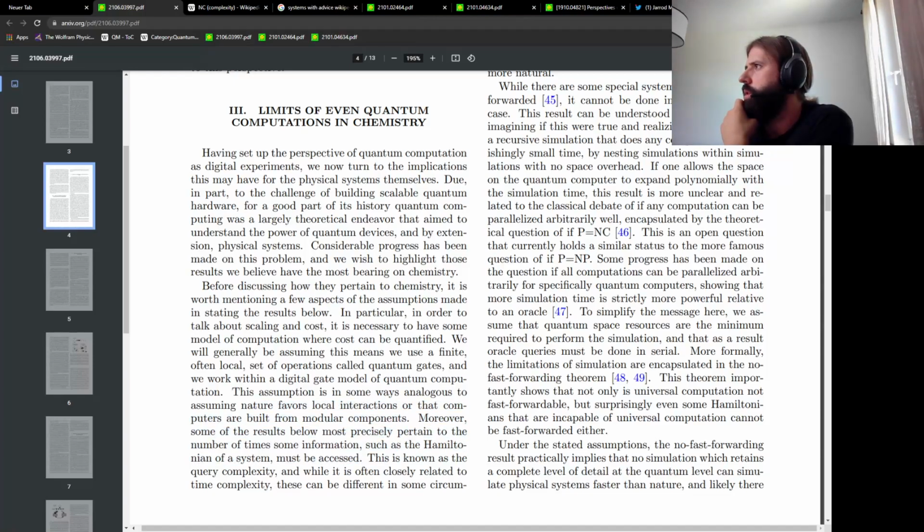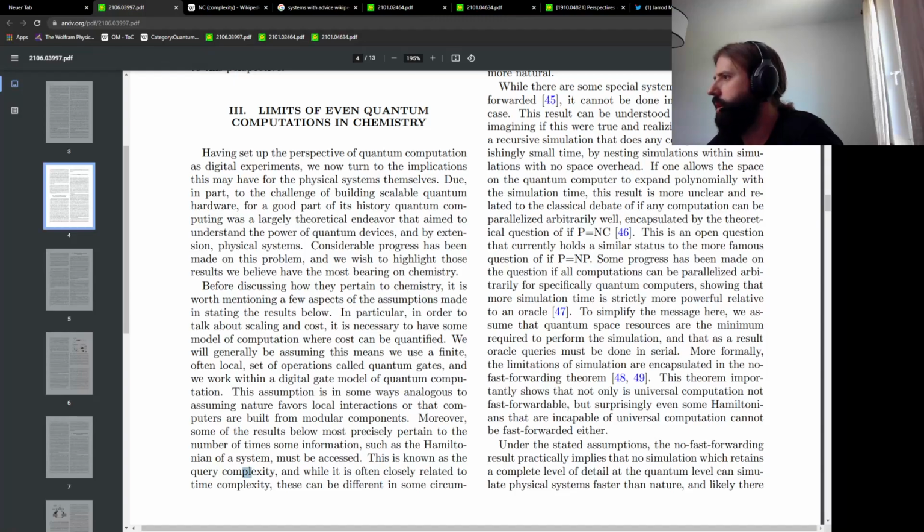Computation, computers, control, progress. Talk about scaling costs necessary to have some model of computation where costs can be quantified. We'll generally be assuming this means we use a finite, often local set of operations called quantum gates within a digital gate model. Physical constructions mean that computers are built from modular components.